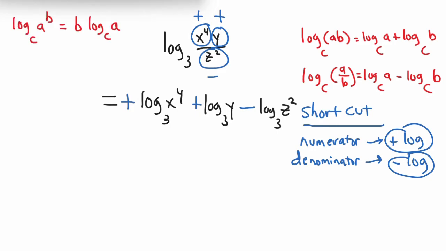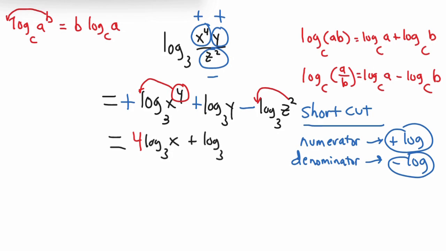Here's another log property we can use for these two exponents. If you have the log of a variable raised to a power, you can bring that exponent out in front of the log. So we can bring the exponents out in front. So the 4 goes in front and the 2 goes in front as well. So this equals 4 log base 3 of x plus log base 3 of y minus 2 log base 3 of z. And that's your answer.